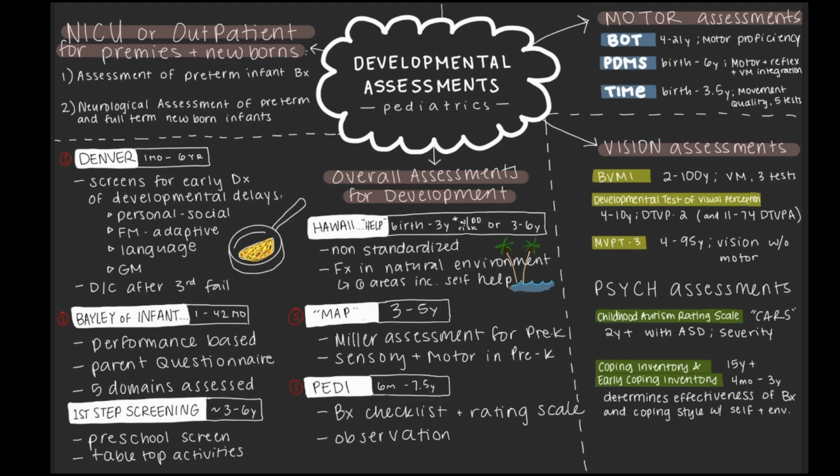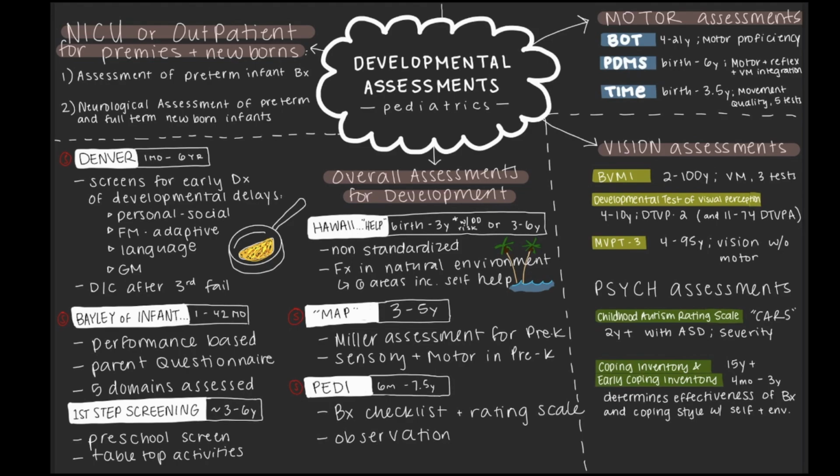So the Peabody looks at motor proficiency as well as motor development, but also reflexes, and there's a visual motor integration piece as well. There's also grasping, but I think of that as a part of motor skills. There's also the TIME assessment, which is from birth to 3.5 years old, and it assesses movement quality, and there are 5 different tests here.